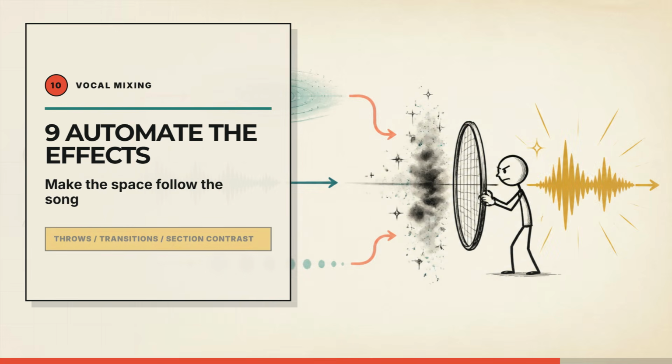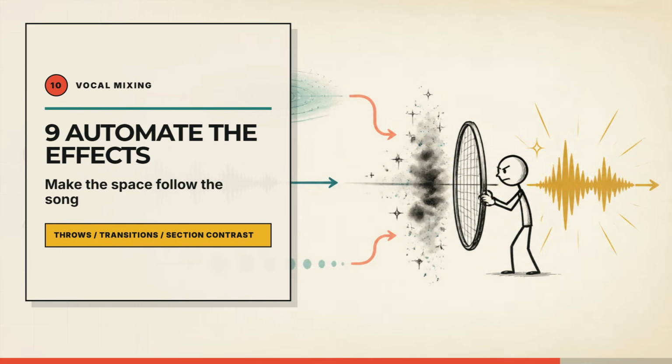Tip 9. Automate the effects too. A single reverb and delay balance rarely serves every moment of a song. The sparse verse may need intimacy. The chorus may need a wider sense of scale. The final word before a transition may deserve a tail that fills the empty space. Automate the send rather than flooding the entire vocal.